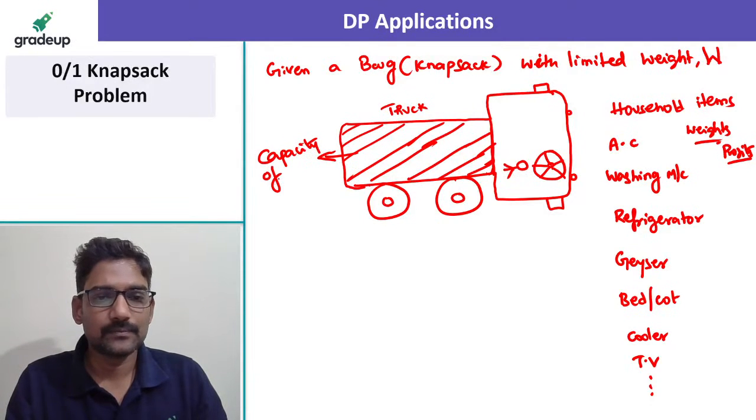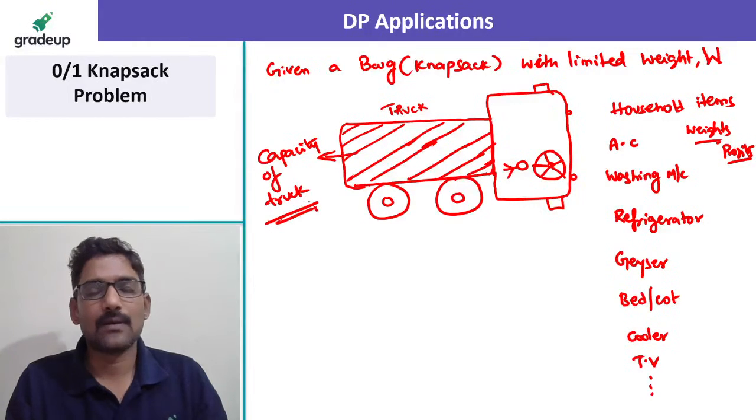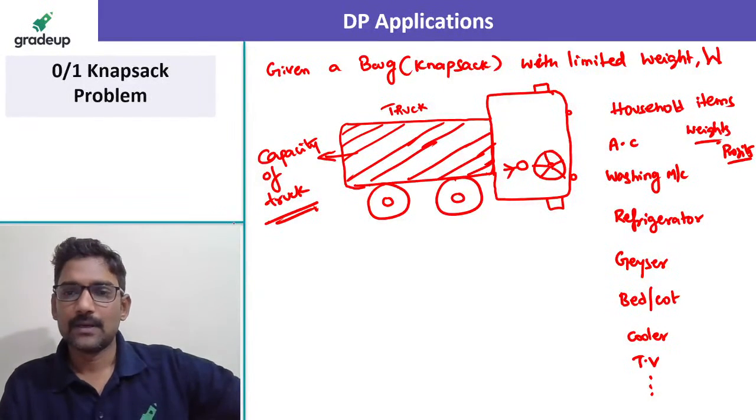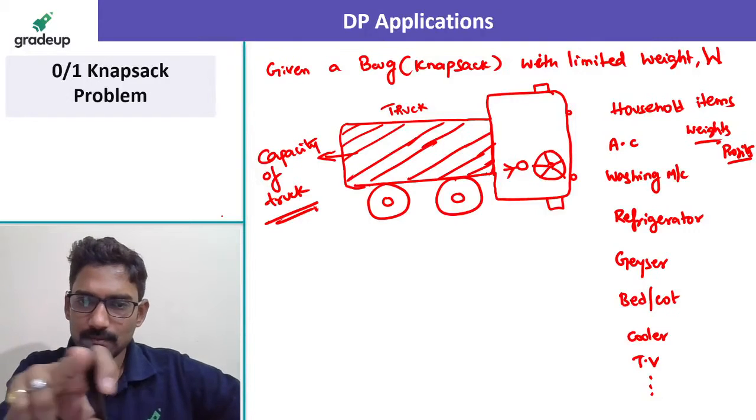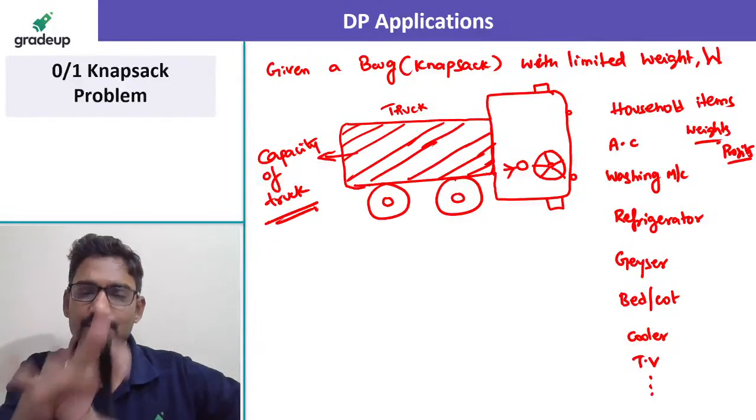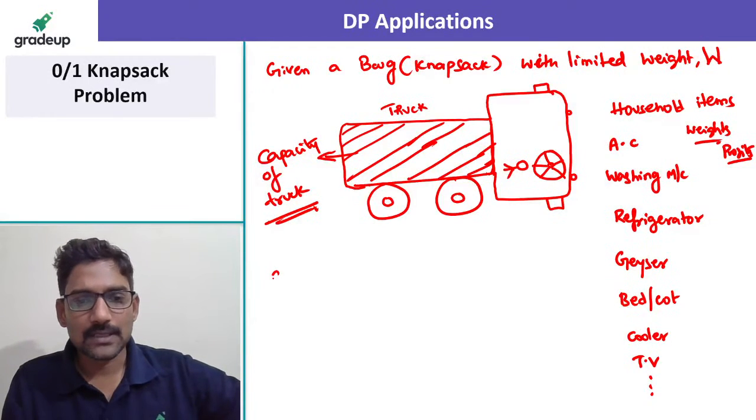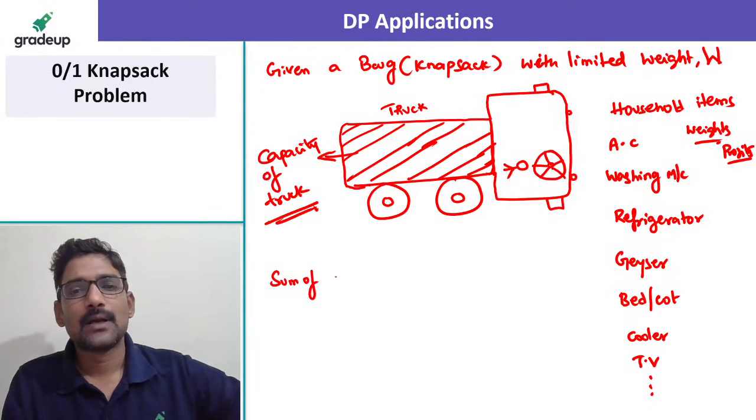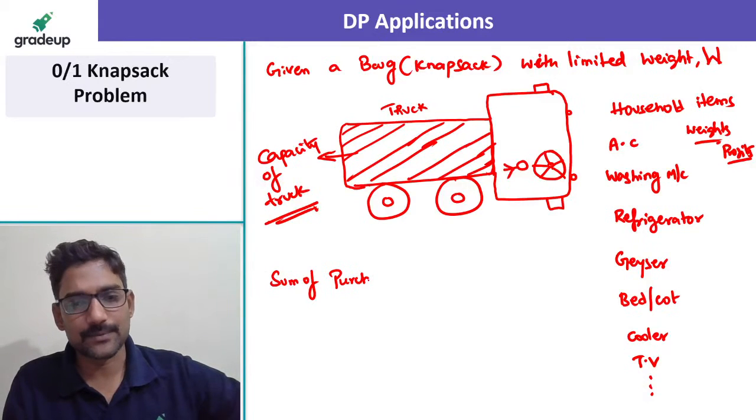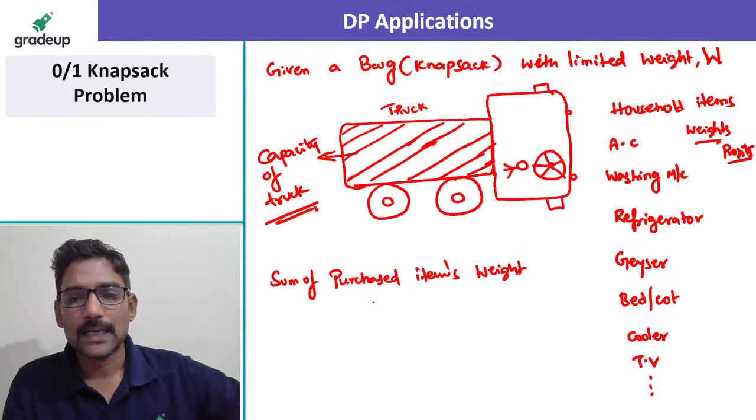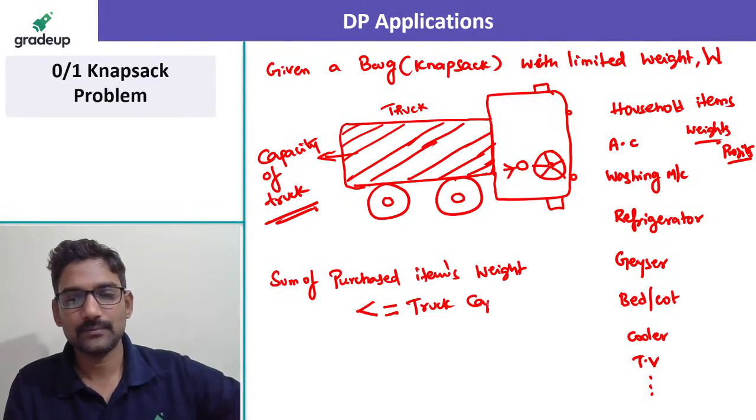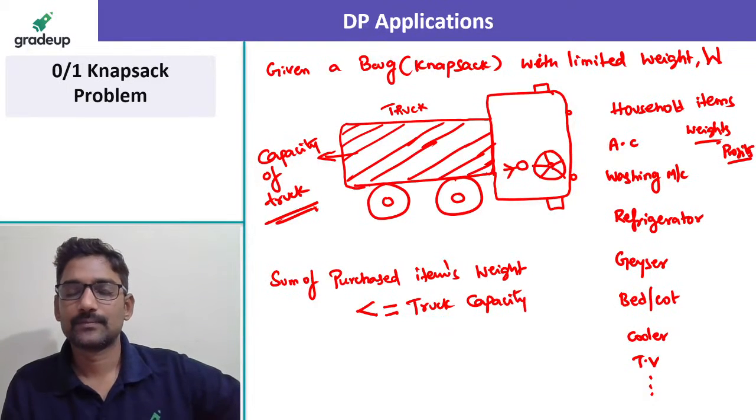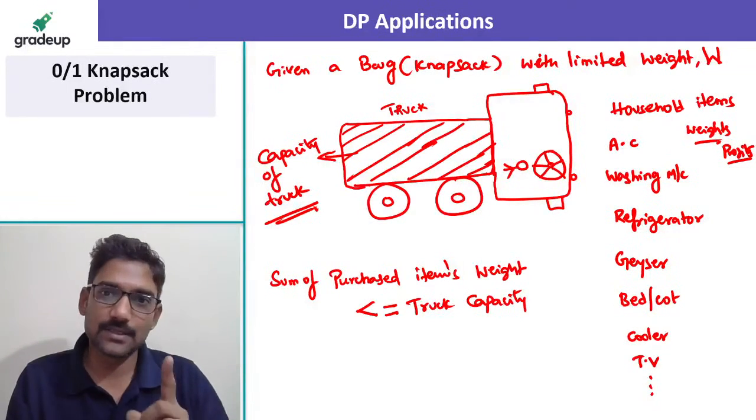Definitely, whenever you want to purchase, you can purchase based on the capacity of this truck only. So the sum of the purchased items' weight should be less than or equal to the truck capacity, isn't it? Definitely, no doubt. This is the first point.